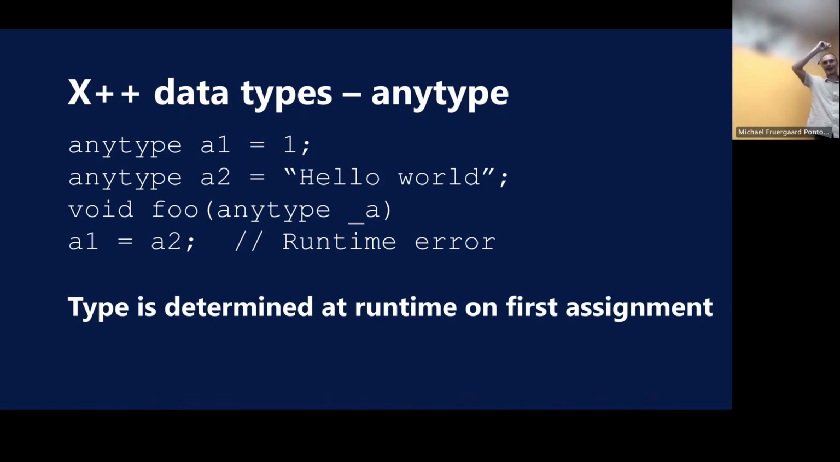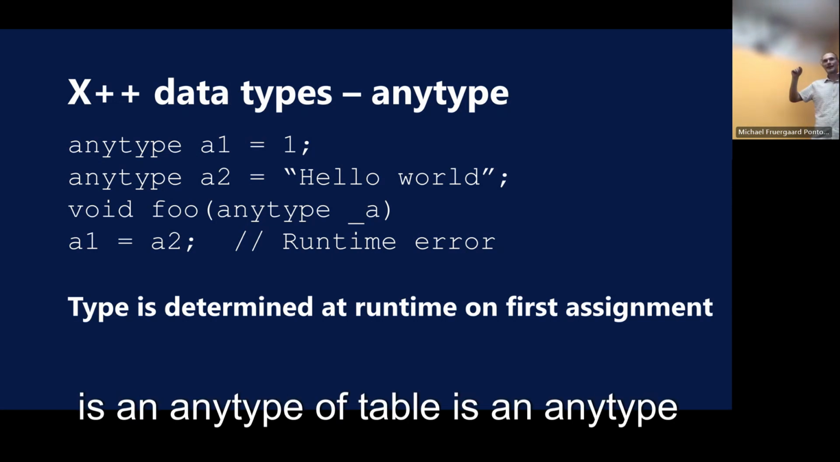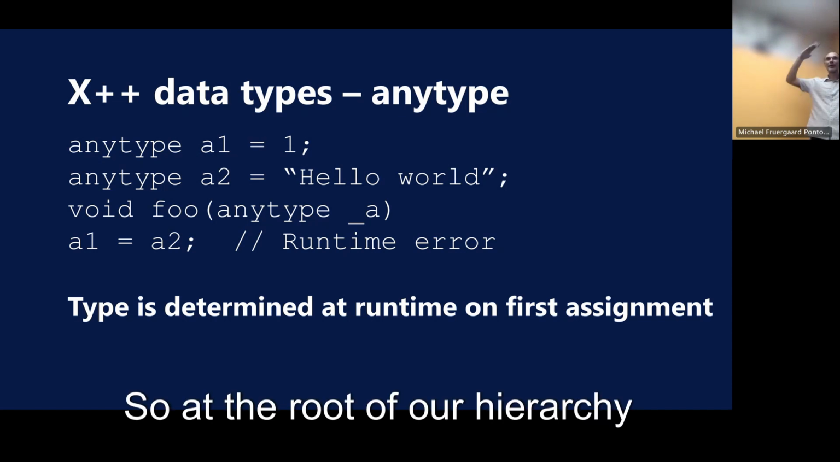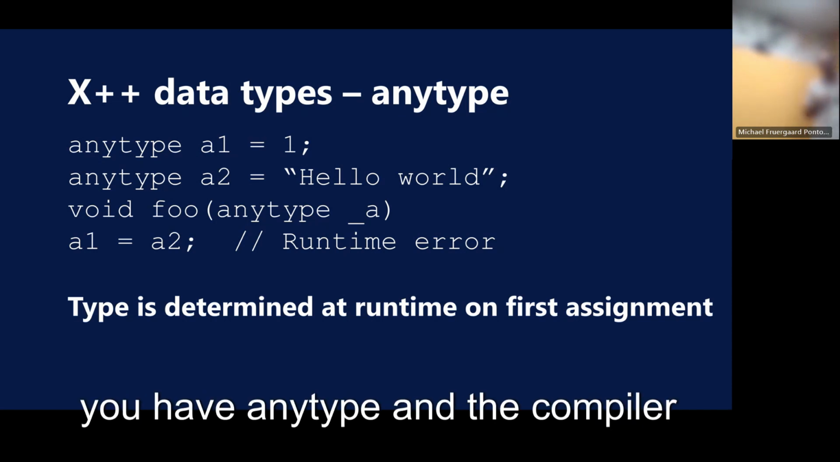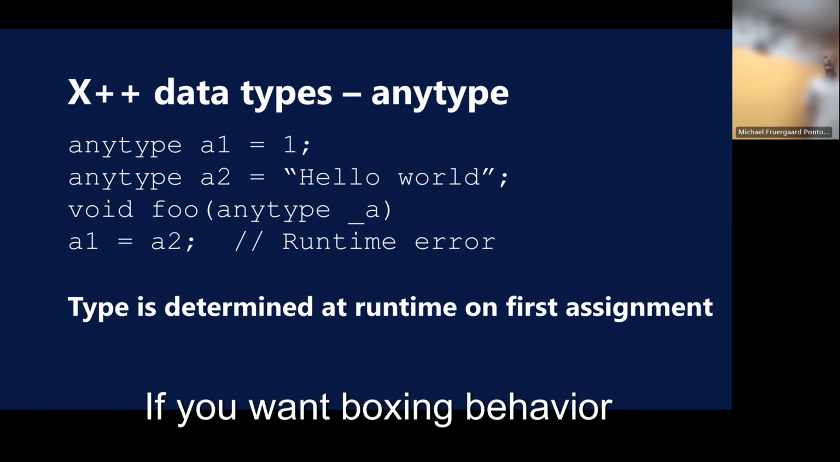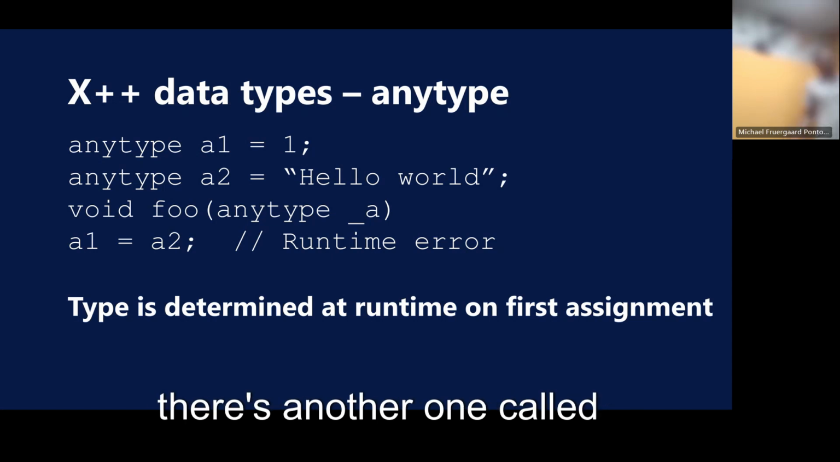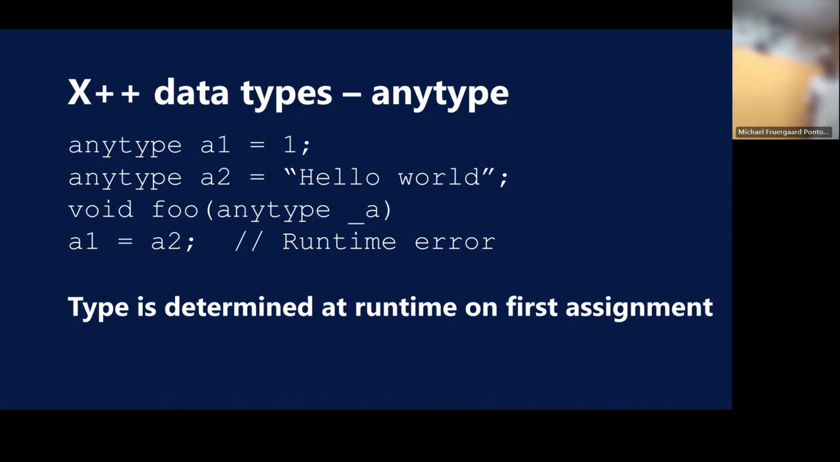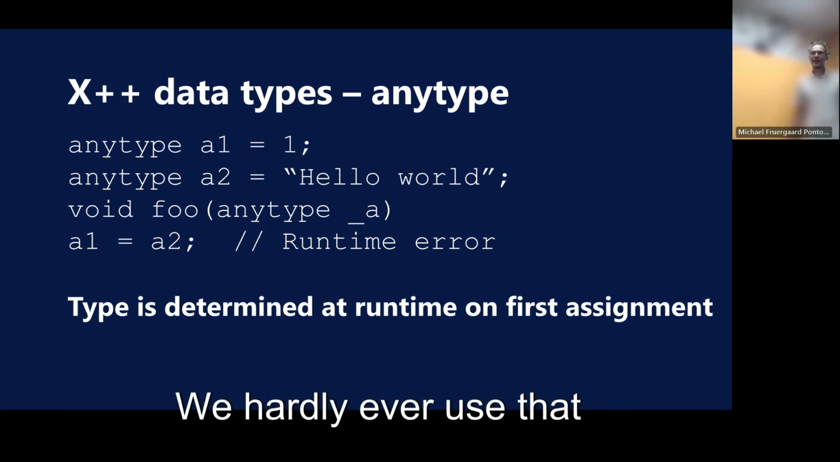So object is an anytype. A table is an anytype. A container and an integer, they're also anytype. So at the root of our hierarchy, you have anytype. And the compiler allows you to assign anything to it. You typically do not use it. If you want boxing behavior, there's another one called sysanytype that will actually do the boxing. We hardly ever use that, but it's there.